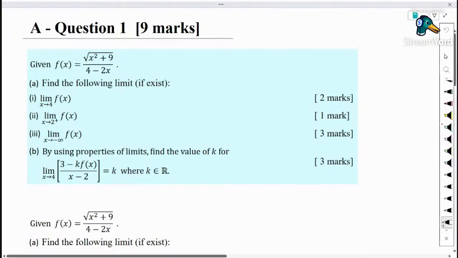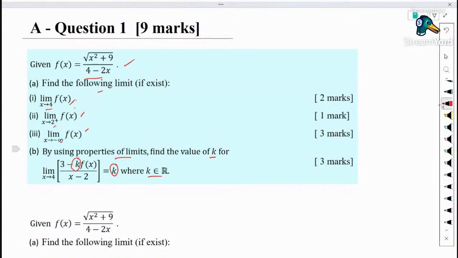So first of all, according to these questions, you are given a function f(x) in the form of square root of x squared plus 9, divided by 4 minus 2x. Now what they want us to do is find the following limits, if they exist, for 1, 2, 3. So use this function to find the corresponding limits accordingly. And then B, use properties of limits to find the value of k, where k is a constant located in these two positions.